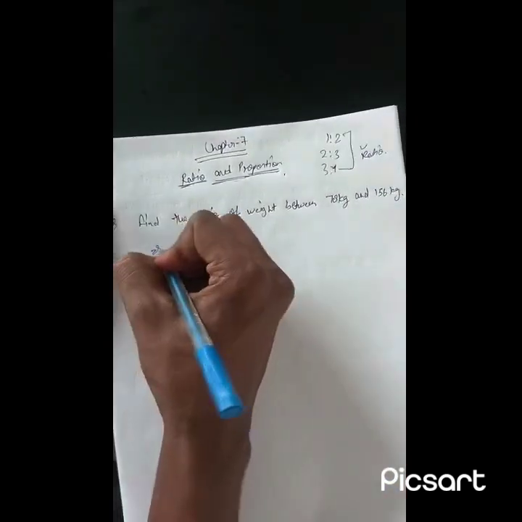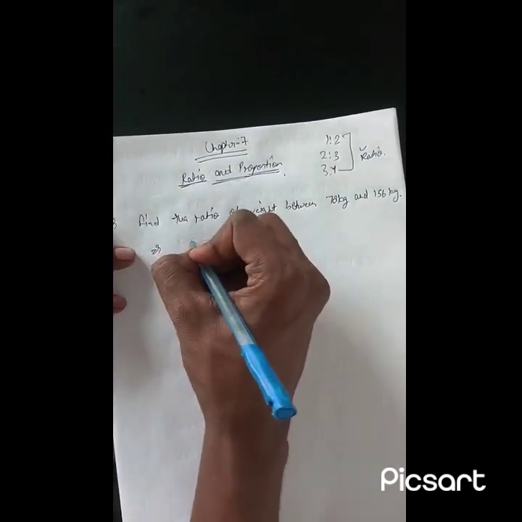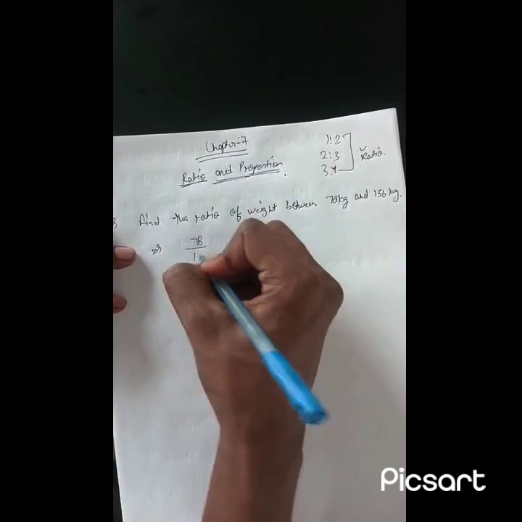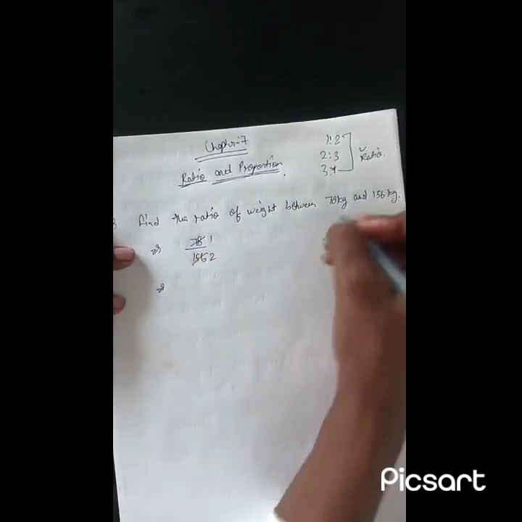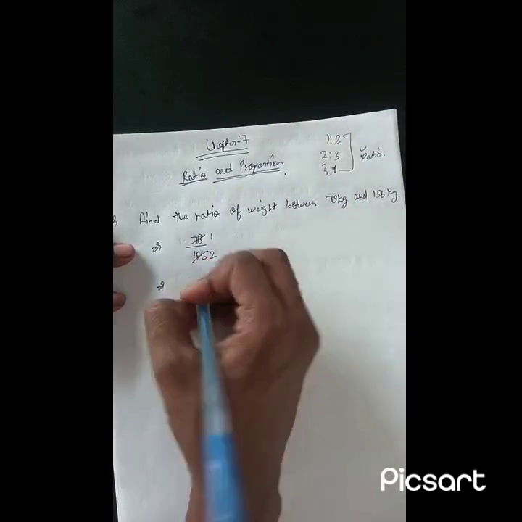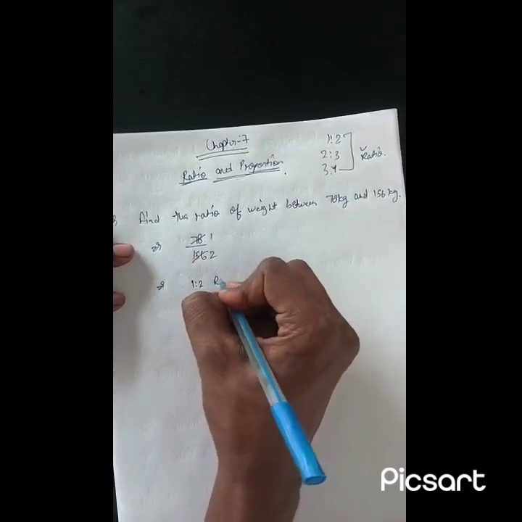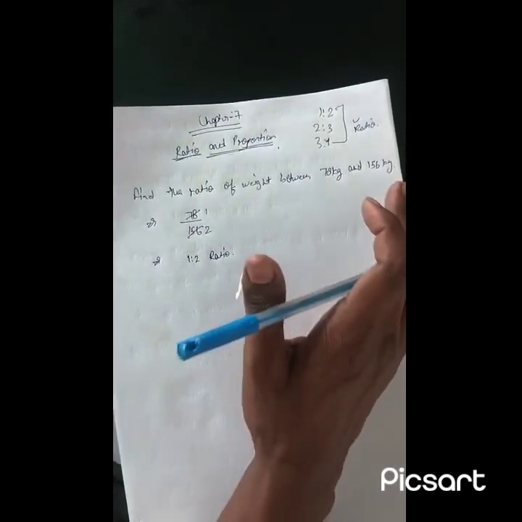So for finding the weight, what we have to do? We have to just simply divide 78 by 156, which is 78 upon 156. So the ratio between 78 kg and 156 kg is 1:2 ratio. Okay, this is the main method what we have to do.